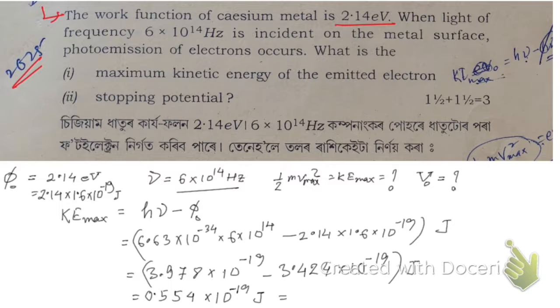So it can be written as 5.54 into 10 to the power minus 20 joule. Okay, that is the maximum kinetic energy.